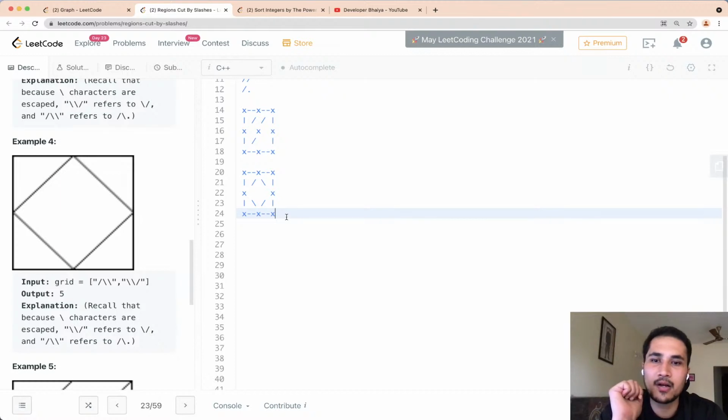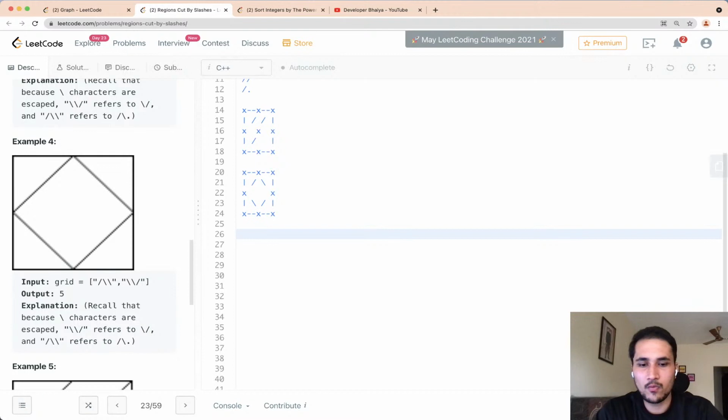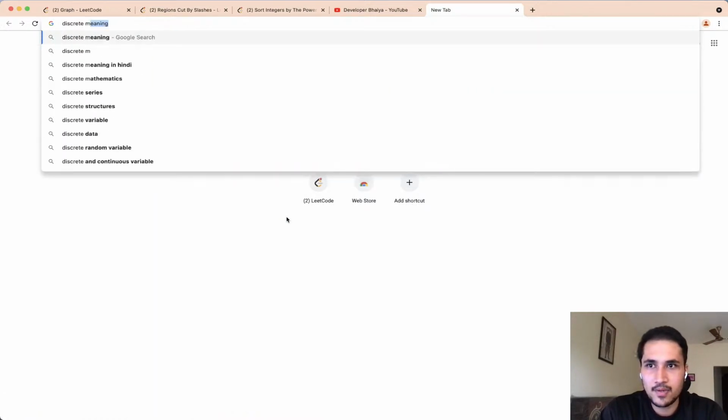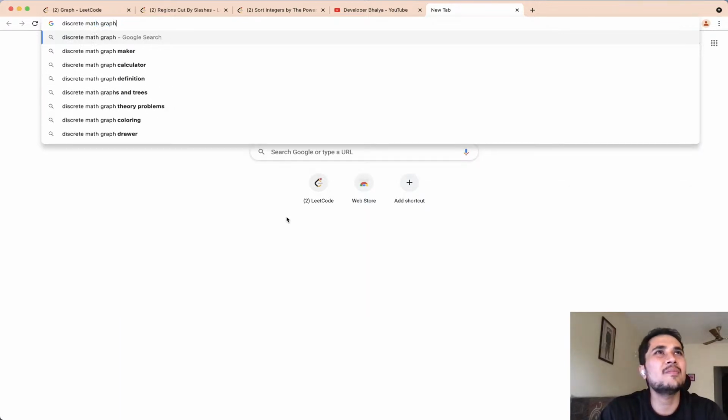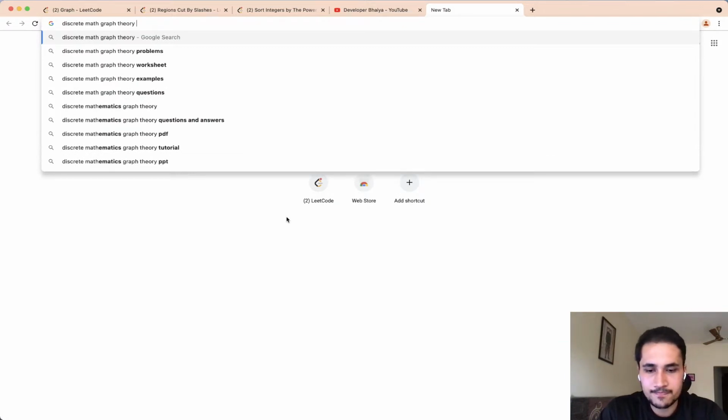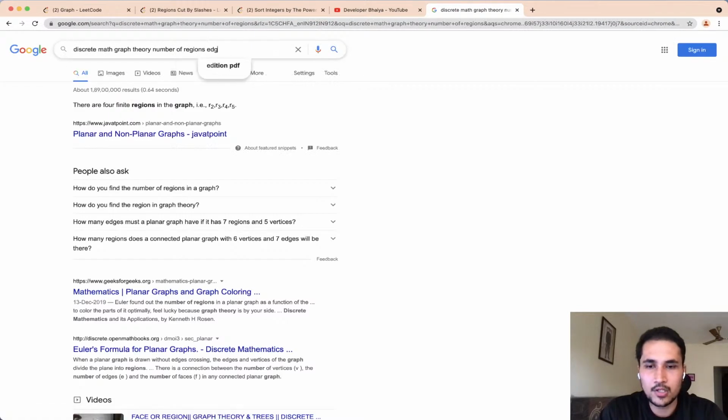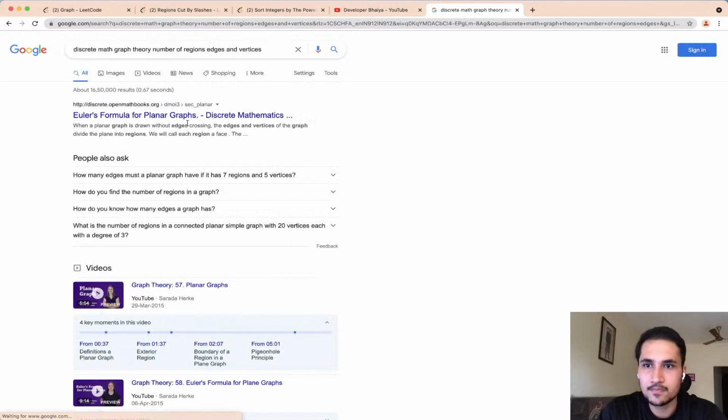I have studied discrete mathematics, and in that I think we had some formula, which I'm not sure was about the number of cycles or something, but it was actually something like this, which associated the number of edges and vertices, and using this information it gave the number of regions, I think. I'm not sure, or it was cycles, something like that. How do I search it? I studied this in discrete mathematics, I believe. Let's see. Discrete math, graph theory, number of regions, edges and vertices, something like that. Yeah, maybe Euler's formula.